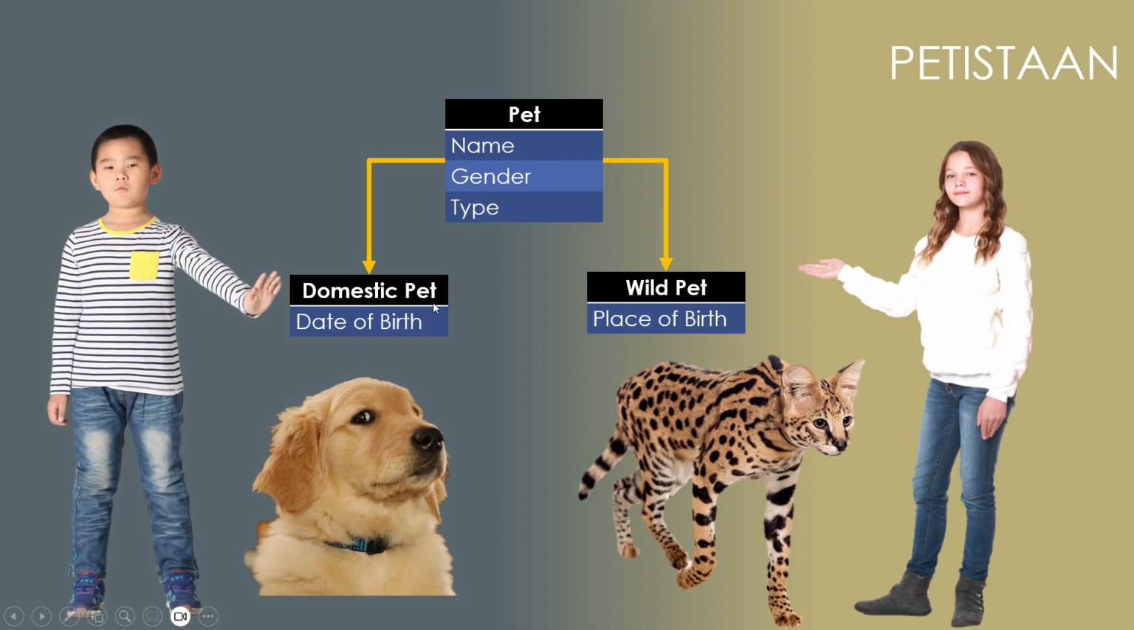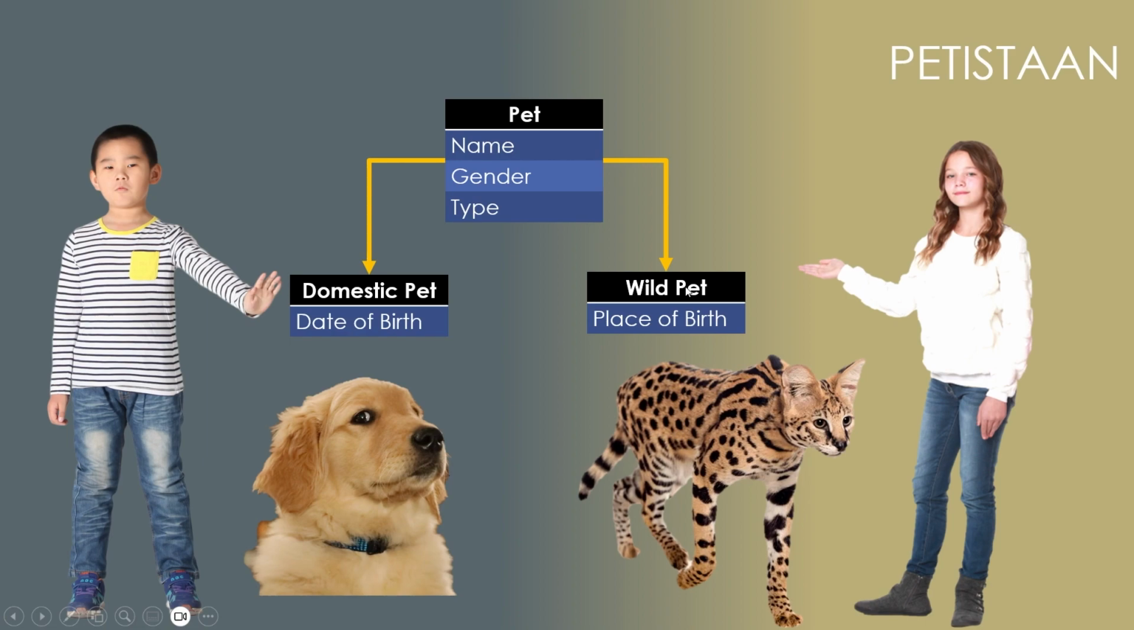Now domestic pets, we will say, are the ones which you can keep at your home. You can see them in the cities, in the villages, and you can easily keep them at your home. Since you can keep them at your home, I will say that you know their date of birth, or maybe you have adopted it from somewhere and hence you know their exact date of birth. Then the other one is the wild pet.